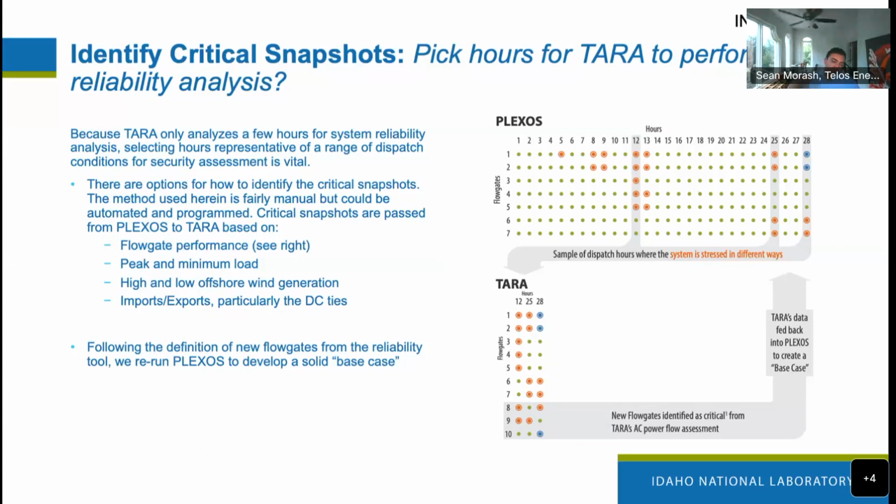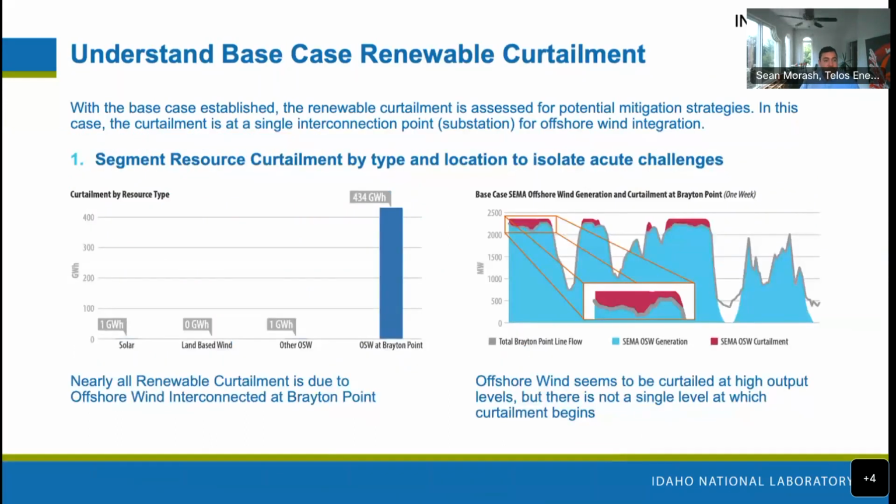So anyway, we run through this kind of back and forth a few times. We end up with a base case that we're pretty happy with, that we think is a fairly secure dispatch condition, that we're not going to run into contingency events that lead to shortfalls or anything like that. So we've got this base case, we've got this kind of stable model, and so let's make sure we understand it, right?